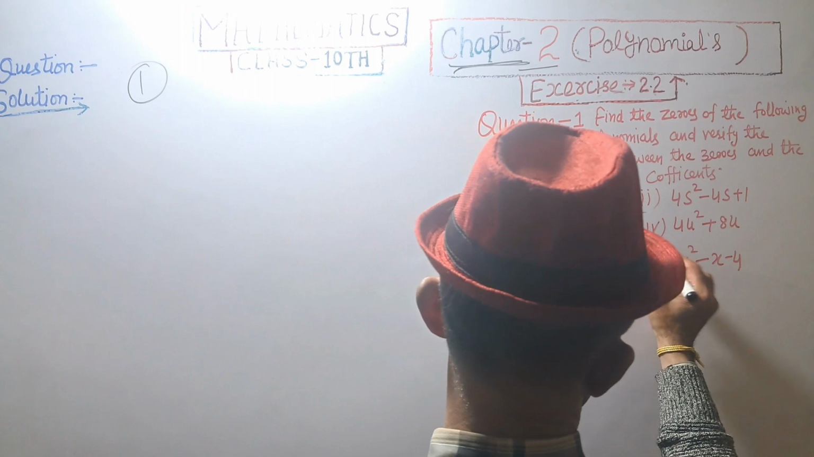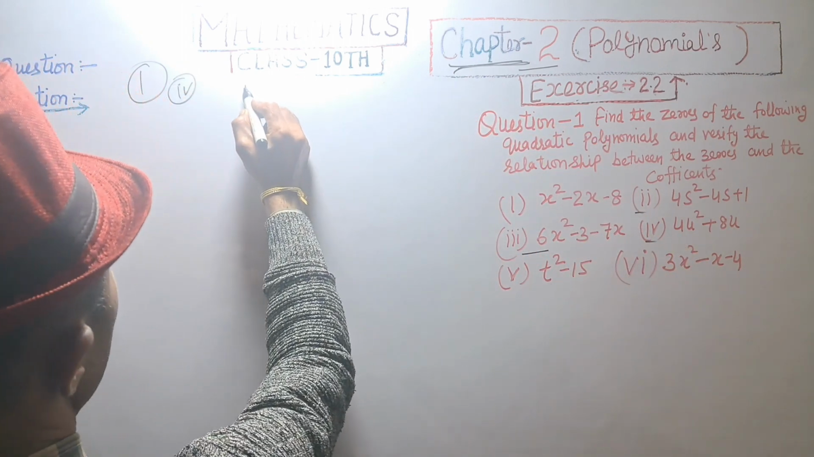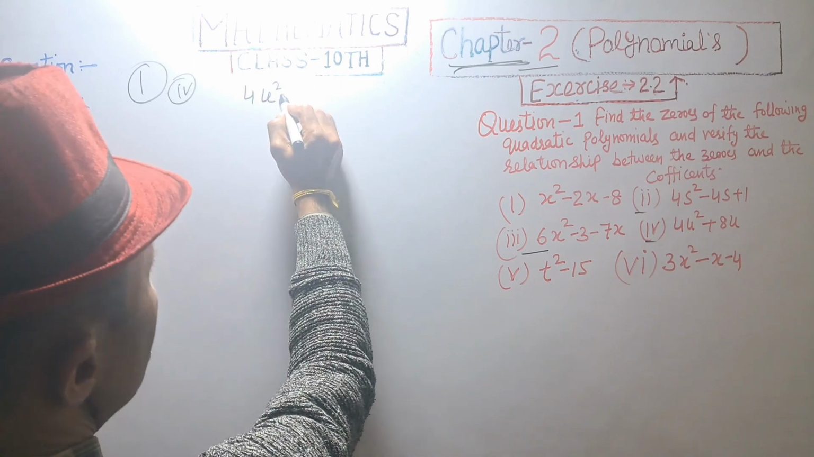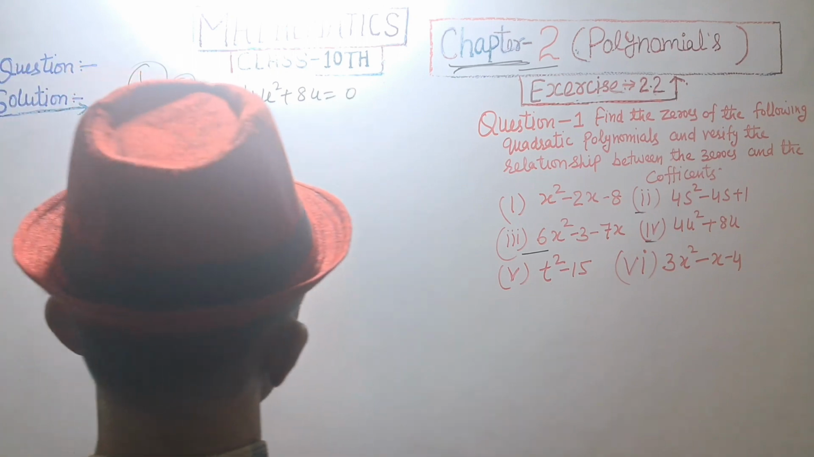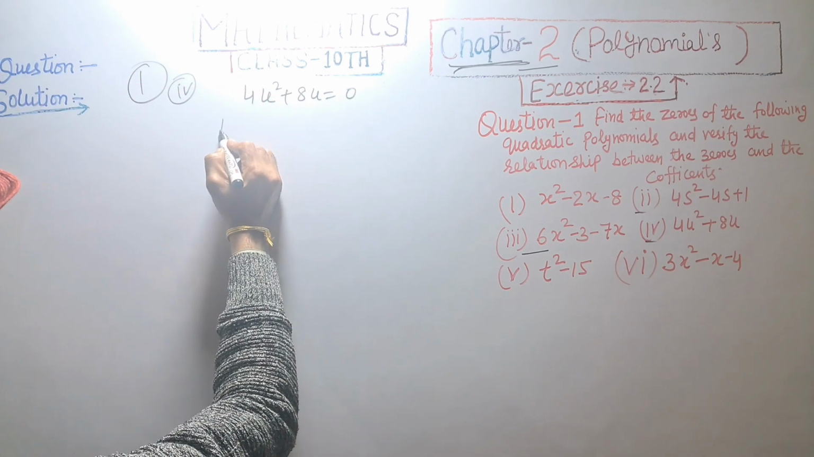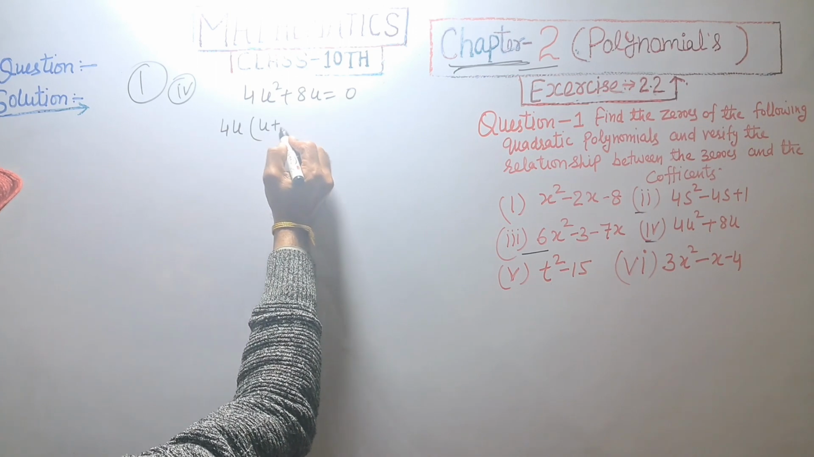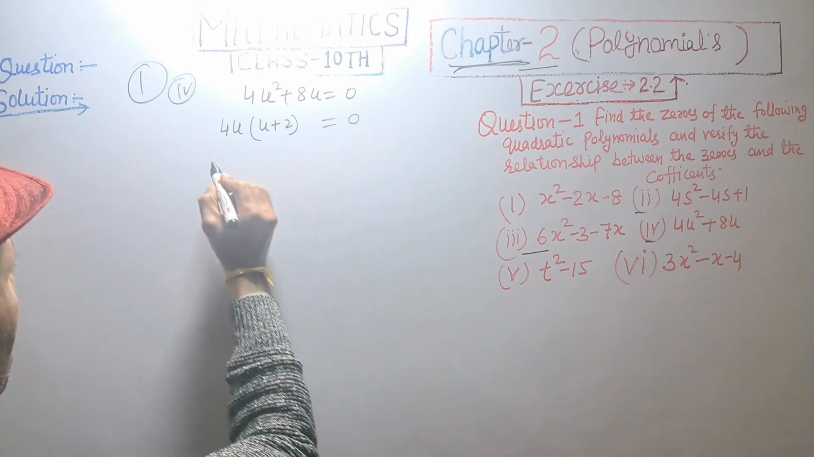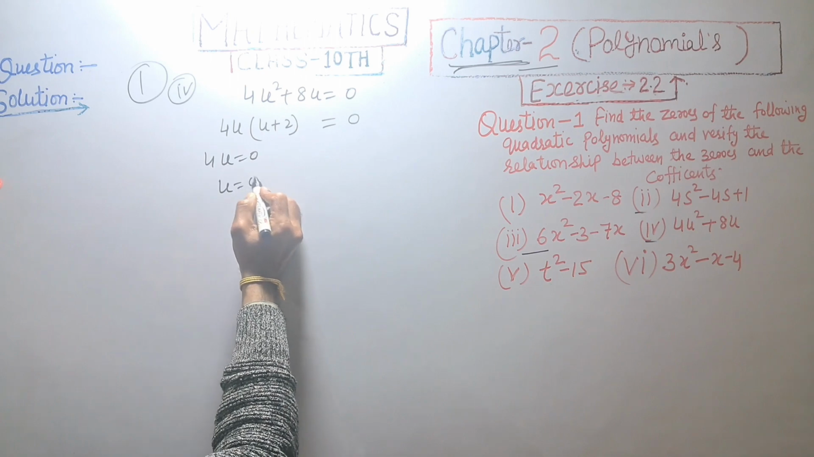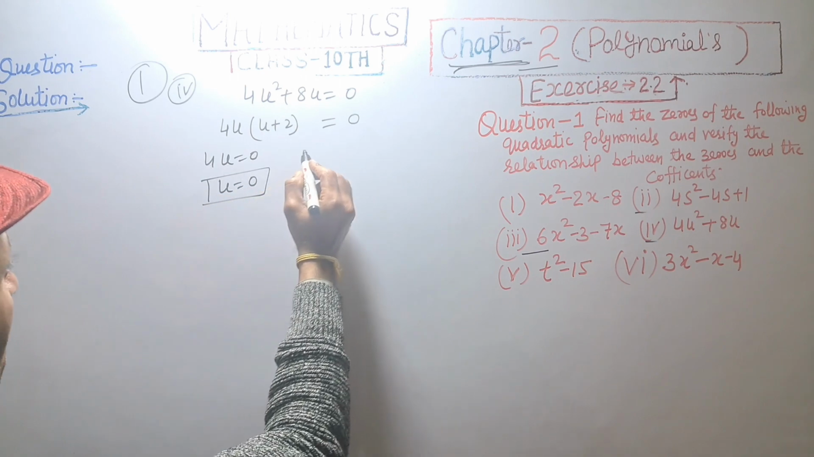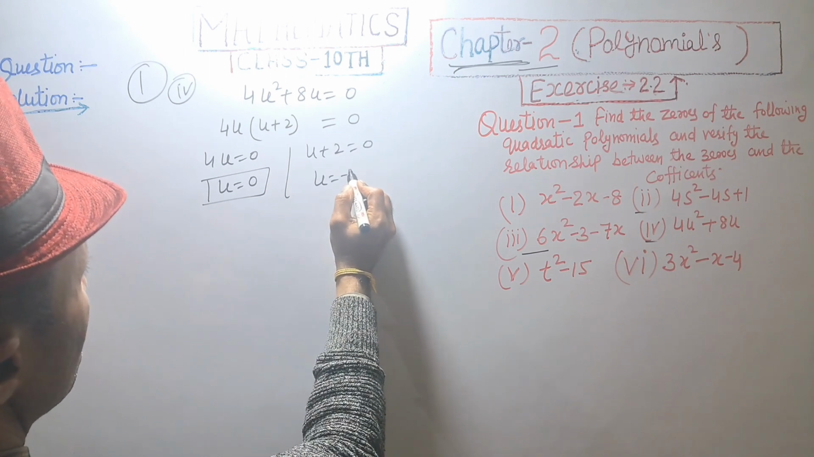Question number first, fourth part. 4u square plus 8u is equal to 0. 4u is common, and u plus 2 in bracket equal to 0. 4u equal to 0 means u equal to 0, and u plus 2 is equal to 0 means u is equal to -2.